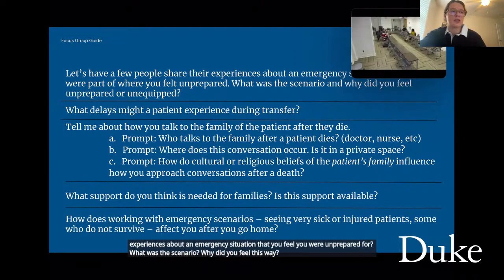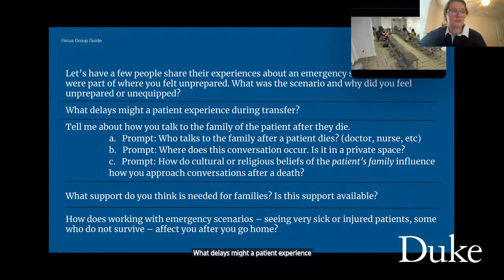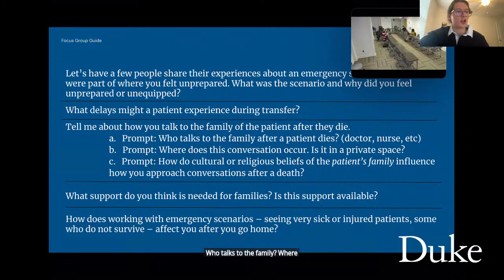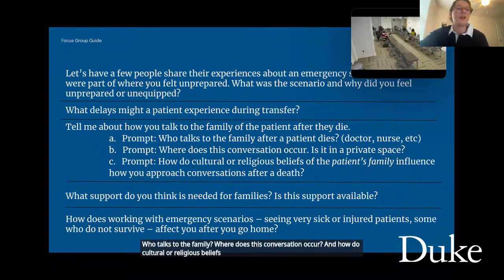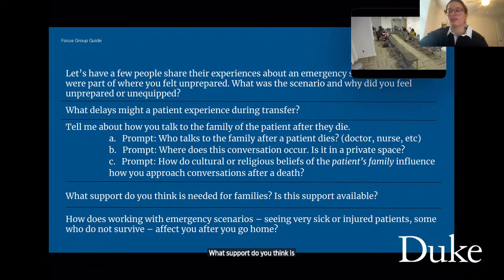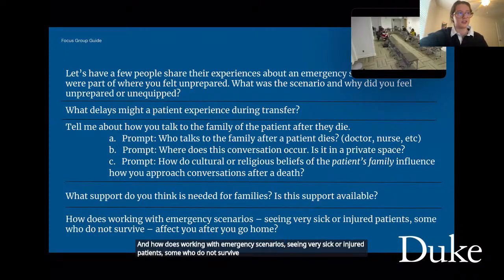What delays might a patient experience during transfer? And then tell me about how you talk to the family of the patient after they die. Who talks to the family? Where does this conversation occur? And how do cultural or religious beliefs of the patient's family influence how you approach conversations after a death? What support do you think is needed for families? Is this available? And how does working with emergency scenarios, seeing very sick or injured patients, some who do not survive, affect you after you go home?